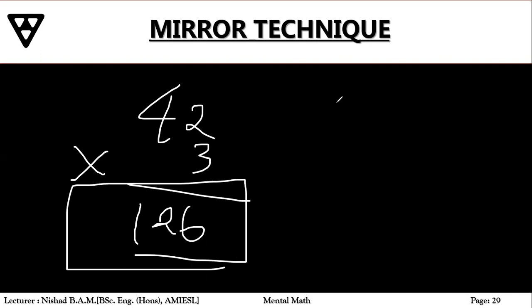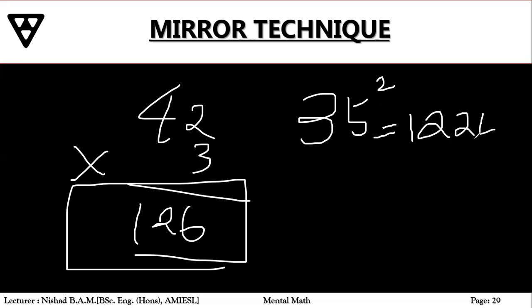So how much will it be for 35 square? How much will it be? It will be 1225. How did I do that? It's very simple. What we have to do is, if the number is ending with 5 and it is squared, we have to write 25 like this, right? Always 25 will come over here.